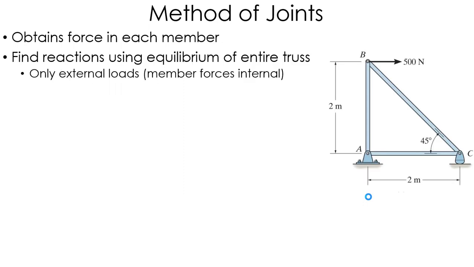Okay, so the first step is to find the reactions that are occurring on the entire truss. So basically, in a problem like this, what's going on at A and what's going on at C, right? I've got a pin over at A and I've got a rocker over at C. Really, the only external force is the 500 newtons. Don't make the mistake of including all the member forces, because again, those are going to be internal to the entire truss. So that's always the first step, is to find that.